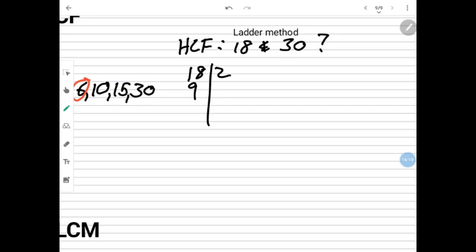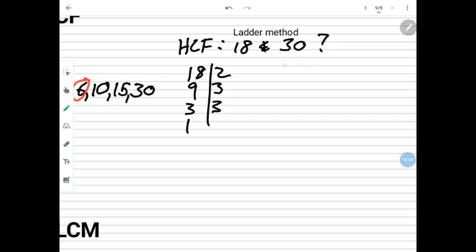We use the next prime number, which is 3. 3 goes into 9 3 times. We're not going to go back to 2. We're still using 3. 3 goes into 3 once. And if we multiply 2, 3, and 3, we will get 18. 2 times 3 is 6, times 3 is 18. That's the ladder method.